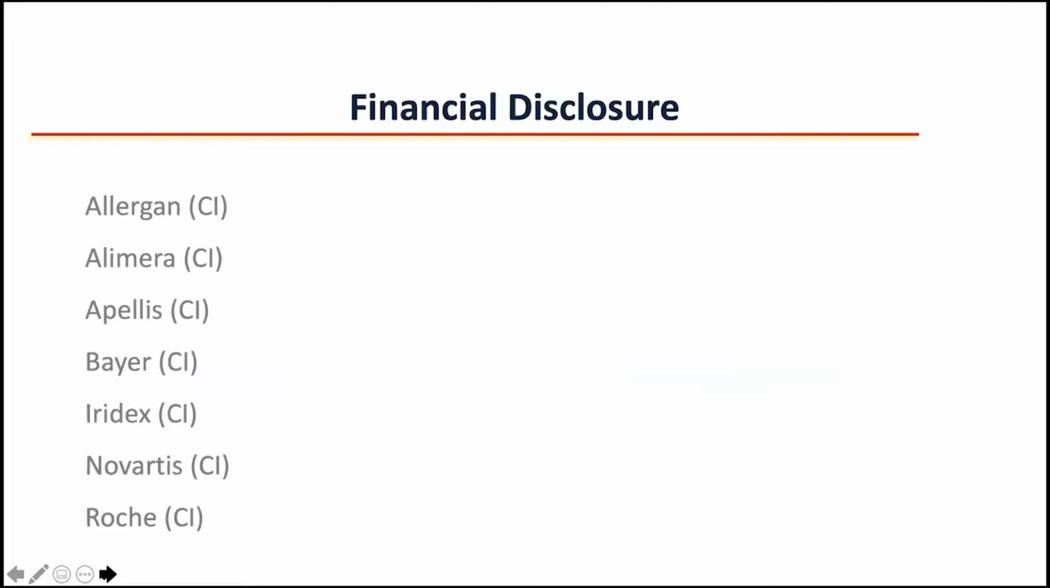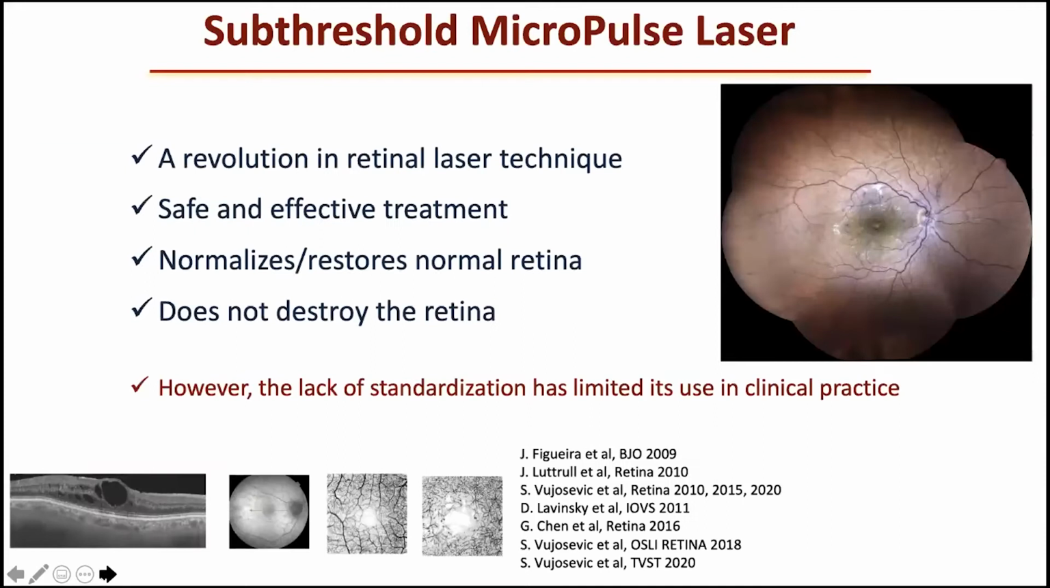So I will start with the presentation. Okay, these are my financial disclosures. So the subthreshold micropulse laser is a revolution in retinal laser treatment. It has shown to be safe and effective treatment, which normalizes or restores the normal retina, and it does not destroy the retina. However, the lack of standardization has limited its use in clinical practice.